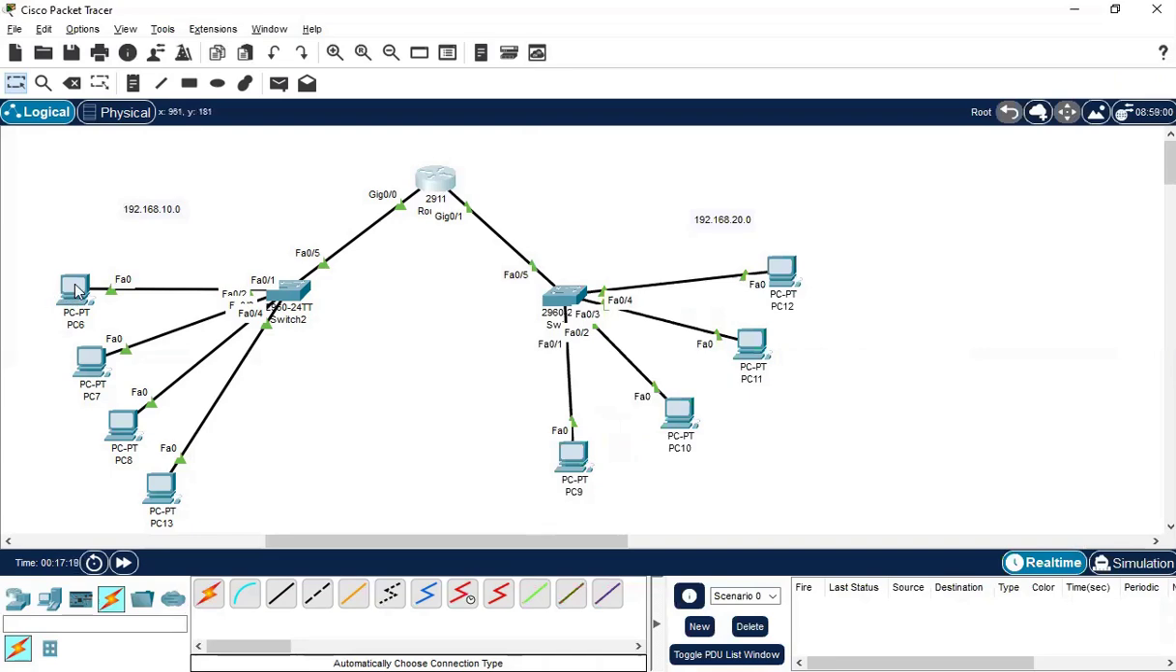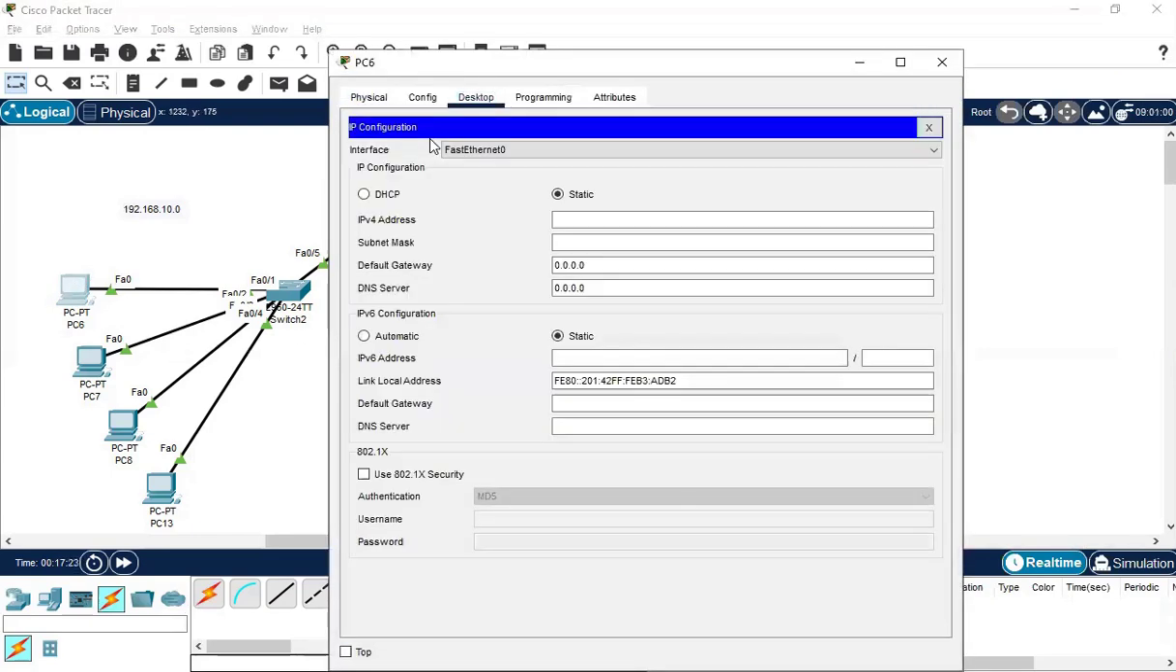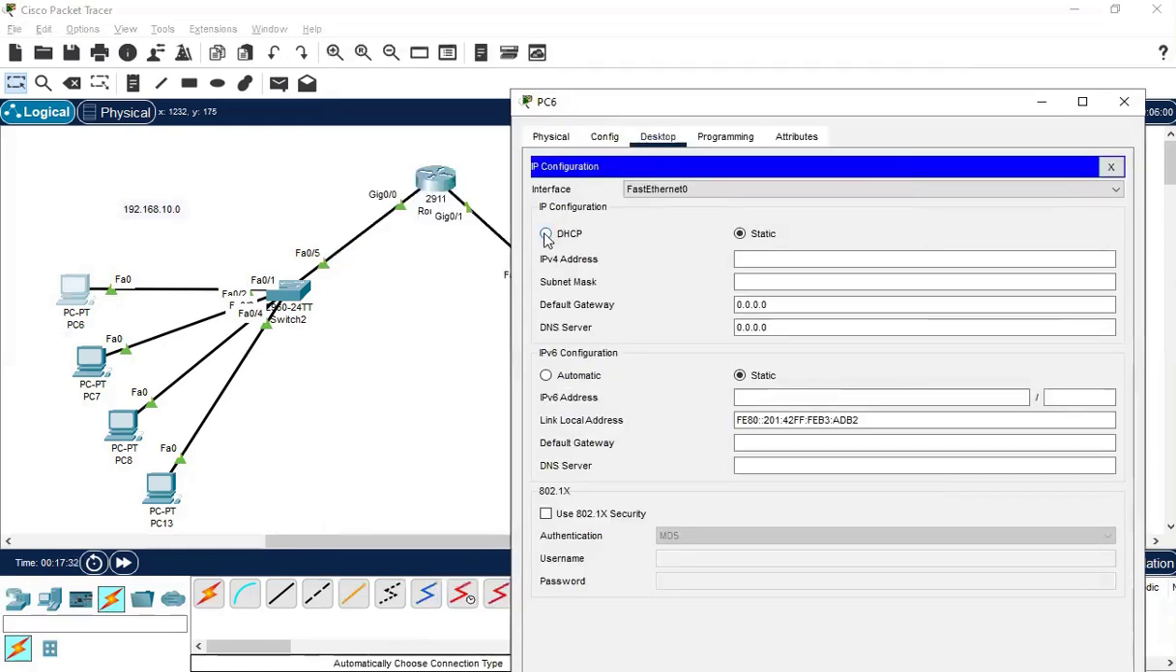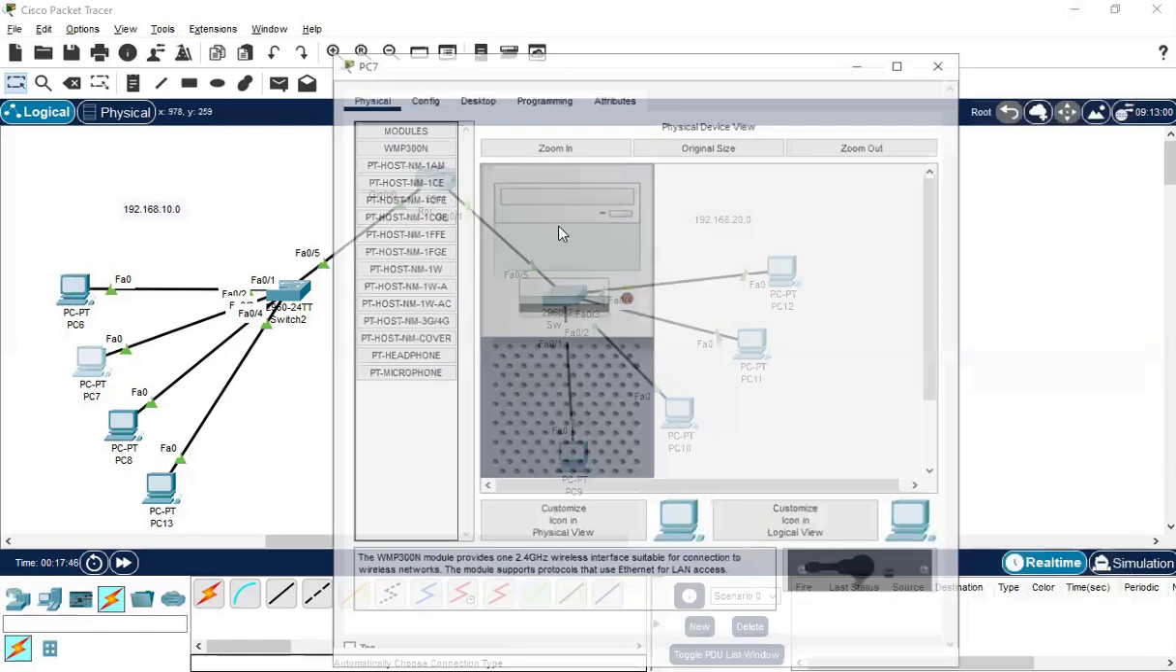Now, let me start configuring the addresses. Go to Desktop, IP Configuration. So far, we have done only static configuration, which means manually entering the addresses. This time, we will use DHCP. Click DHCP, requesting IP address from the server. Yes, 10.2 is assigned, with 255.255.255.0, and 10.1 is your default gateway, which we assigned. So the first IP is assigned 10.2, and we'll check the other side.